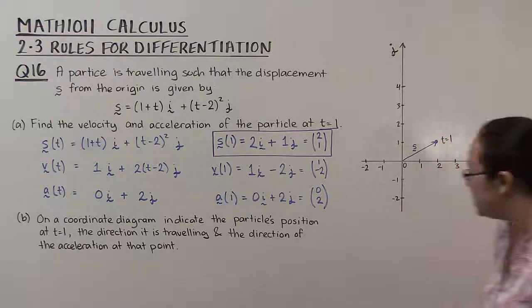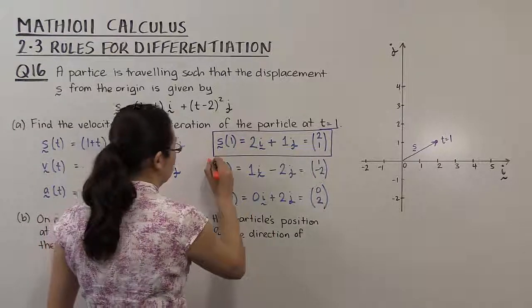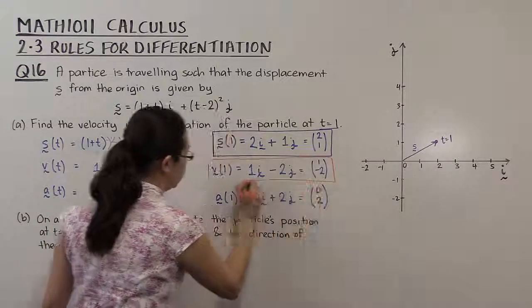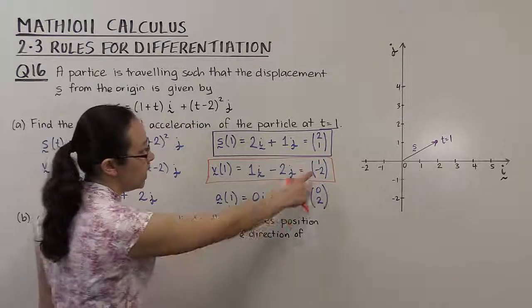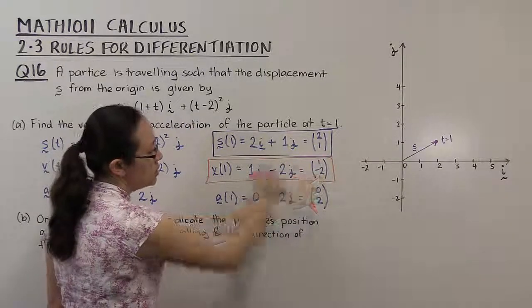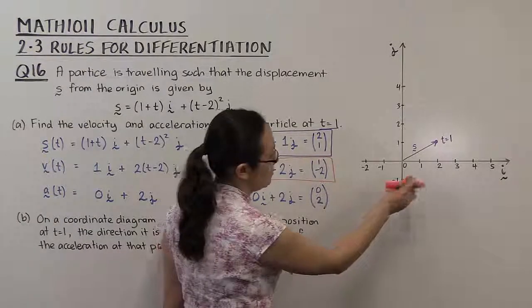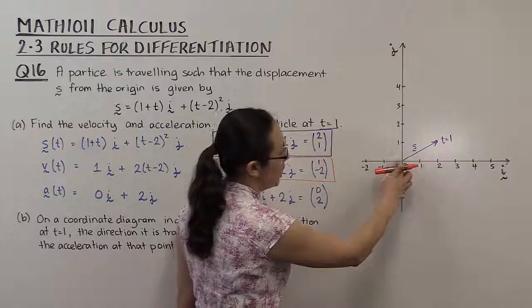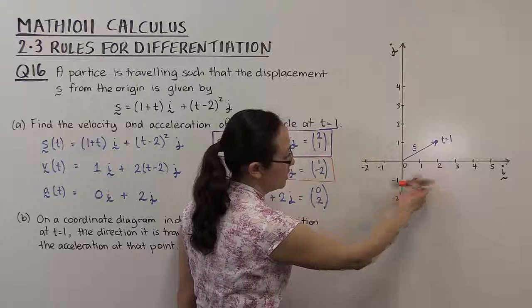Now, its velocity. Its velocity is a vector, it's (1, −2). So it's 1 in the i direction and −2 in the j direction. I could draw that velocity vector starting at the origin, 1 in the i direction, −2 in the j direction, and it would be a vector down here.